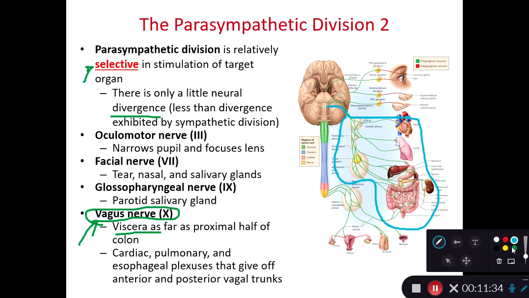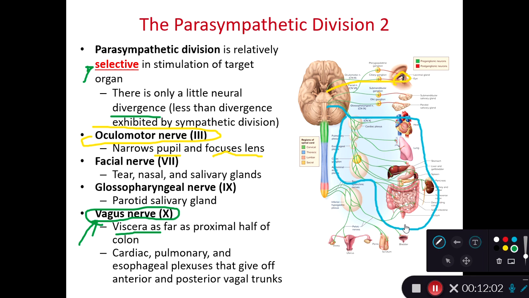As we look at the oculomotor nerve, I'll circle this one in yellow. Our oculomotor nerve, cranial nerve number 3, is going to focus on eye movement. As we look at that eye, in particular, we're going to have the pupil being narrowed by the oculomotor nerve, and it's also going to allow for the lens to be focused.